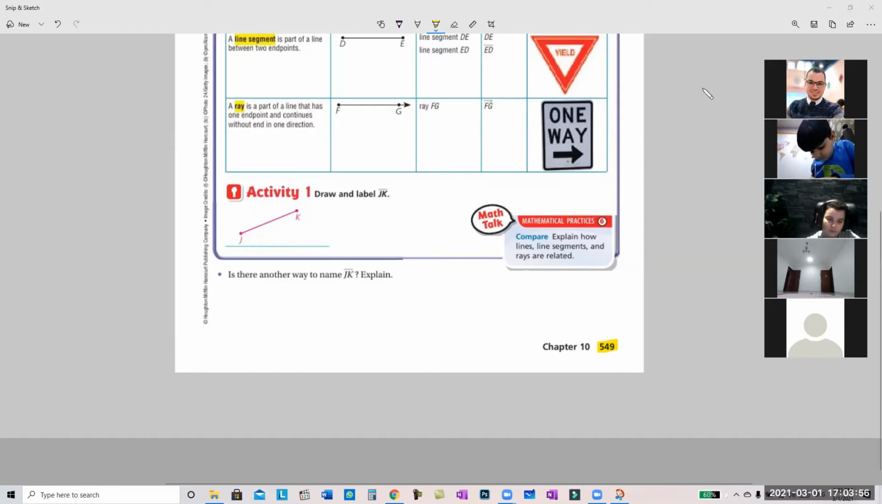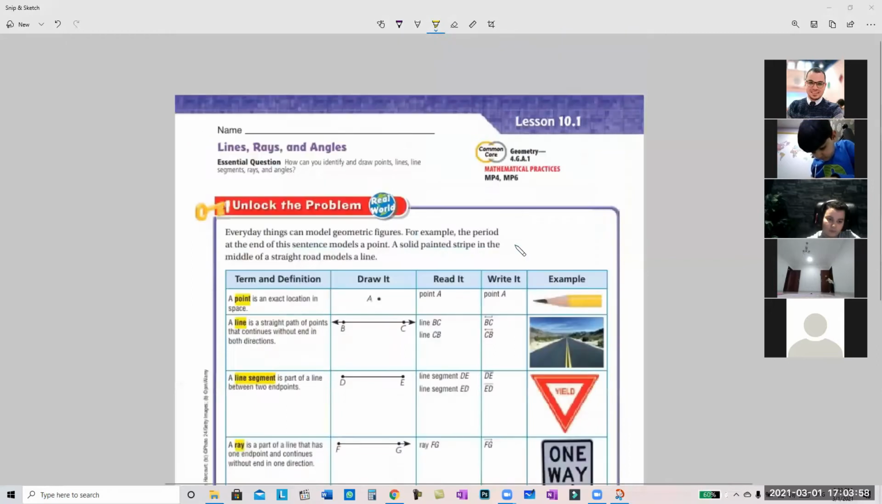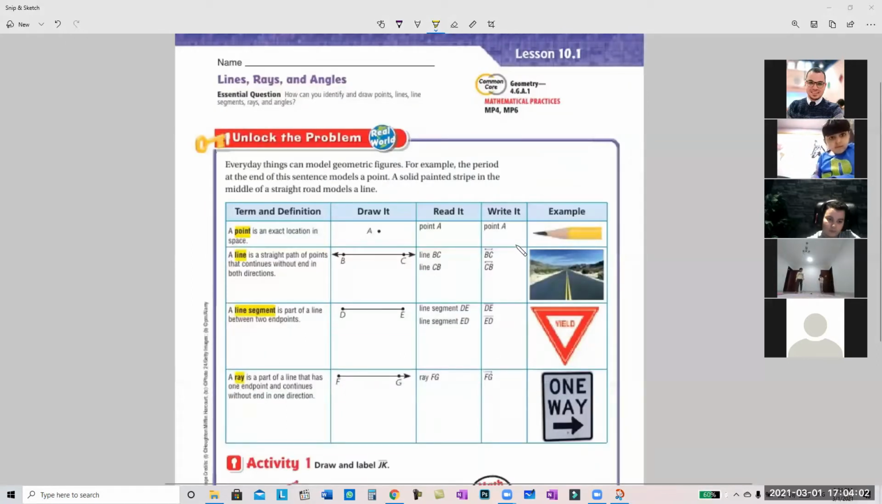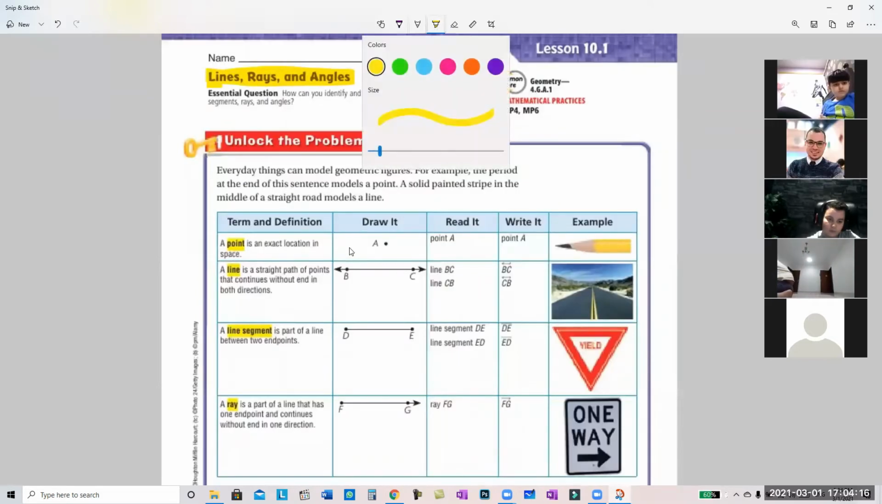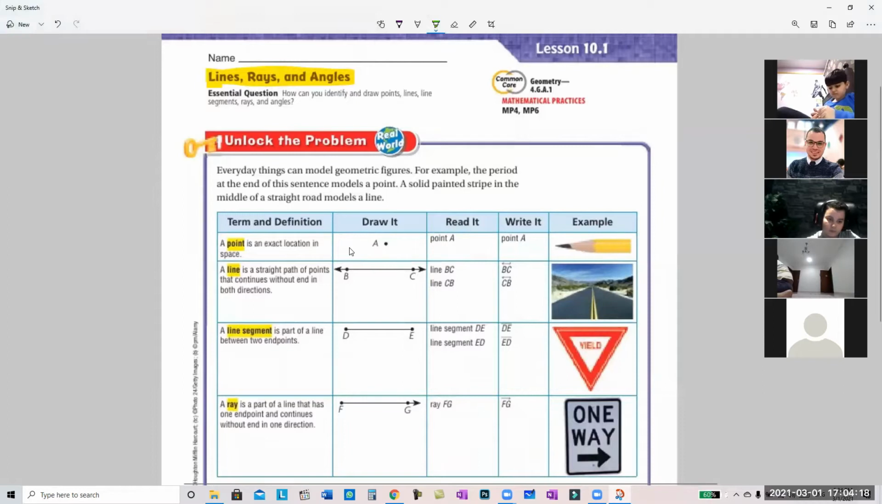Okay, guys, let's start. As I said before, today's lesson is about lines, rays, and angles. So I will show you how we can deal with lines, rays, and angles. Let's start from the beginning, from a point. What is the meaning of a point? A point is an exact location in space.